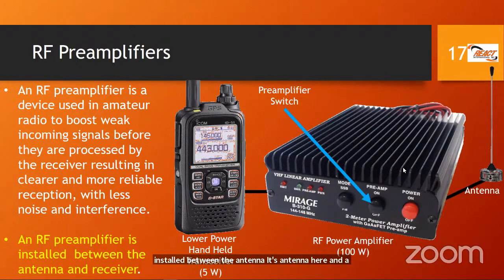And notice we use an amplifier with a preamp button. So we push the button to turn the preamp on. It could also be a standalone preamplifier, but this is an integrated amplifier and preamplifier. There are so many options in amateur radio.